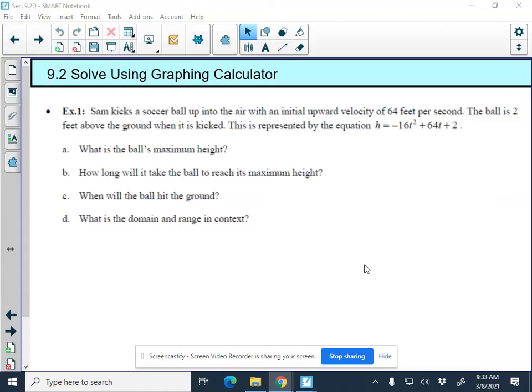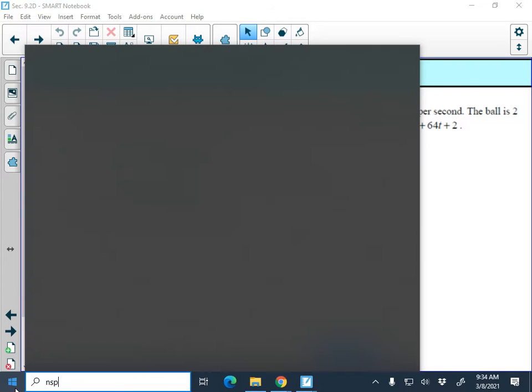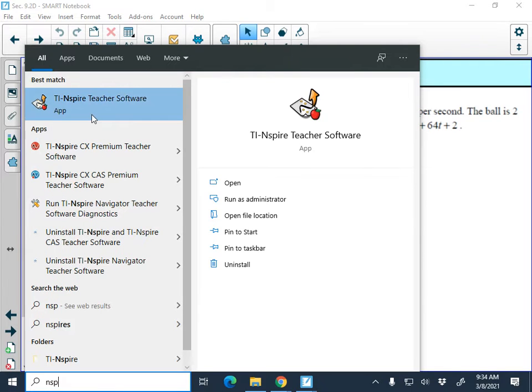Okay, so we're still solving quadratics by graphing. So we're going to look for the vertex and things like that, but now they have word problems. So here in this one, it says, Sam kicks a soccer ball up in the air. We're going to want to make sure we have one of our calculators. I got to make sure I get my calculator going on the screen up here.